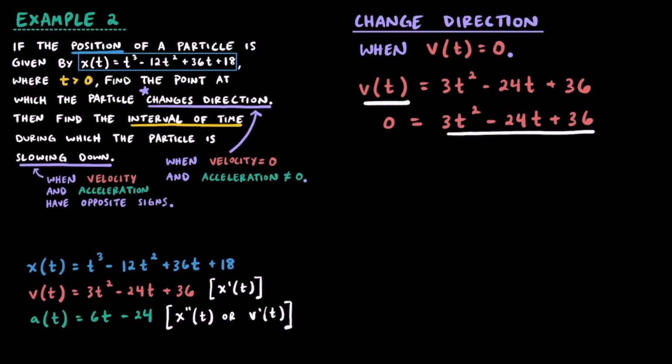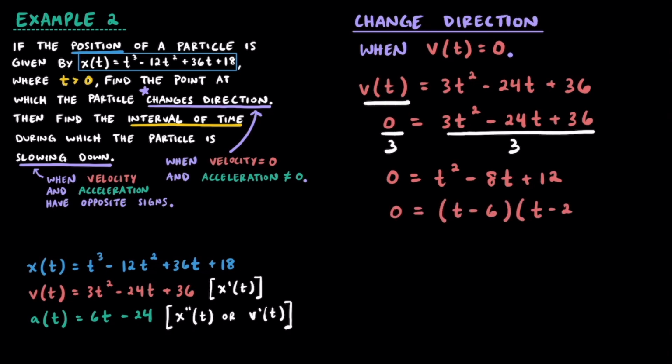First, to get smaller coefficients, we're going to divide both sides by 3, and we get 0 is equal to t squared minus 8t plus 12. And lucky for us, this is factorable, so we can write this as 0 is equal to the quantity t minus 6 times the quantity t minus 2. The two times when the velocity function will equal 0 are when t is equal to 6 and when t is equal to 2.